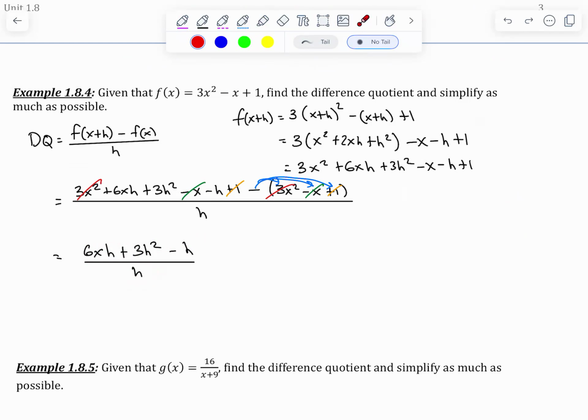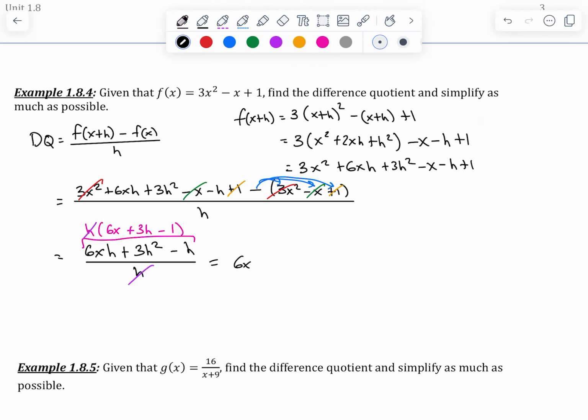But remember, we're not done until that h in the denominator cancels. So maybe you noticed that there's a common factor of h amongst the 3 terms. This is h times 6x plus 3h minus 1 once we factor out the h. And aha, there we can cancel the h's and get our final answer, now that we've canceled the h, of 6x plus 3h minus 1. That is our difference quotient.